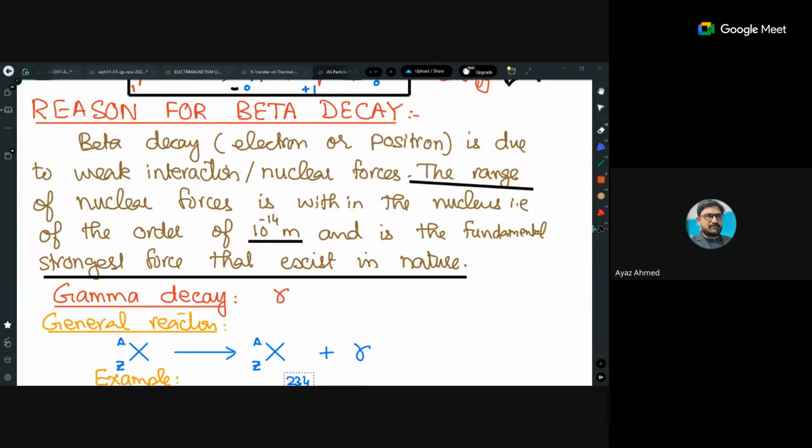And the range of these nuclear forces is within the nucleus, right? We can simply say that if all these forces are inside the nucleus, then they are definitely called short range forces as well, but they are weak short range forces. Okay.